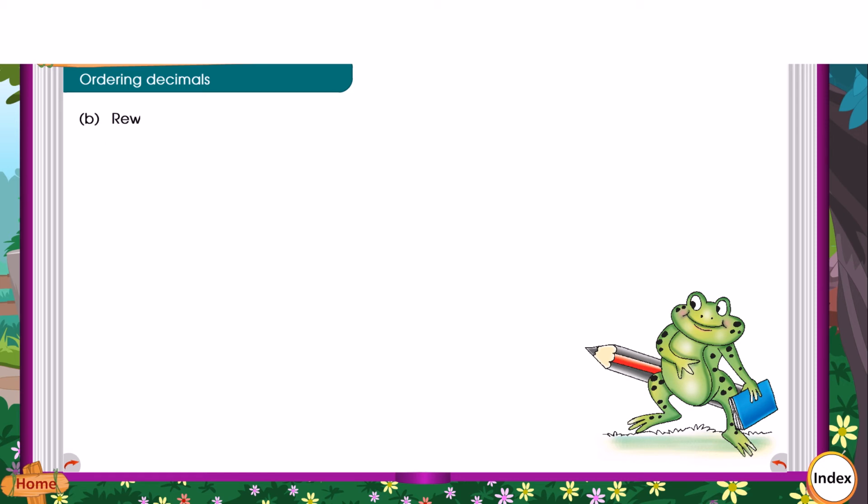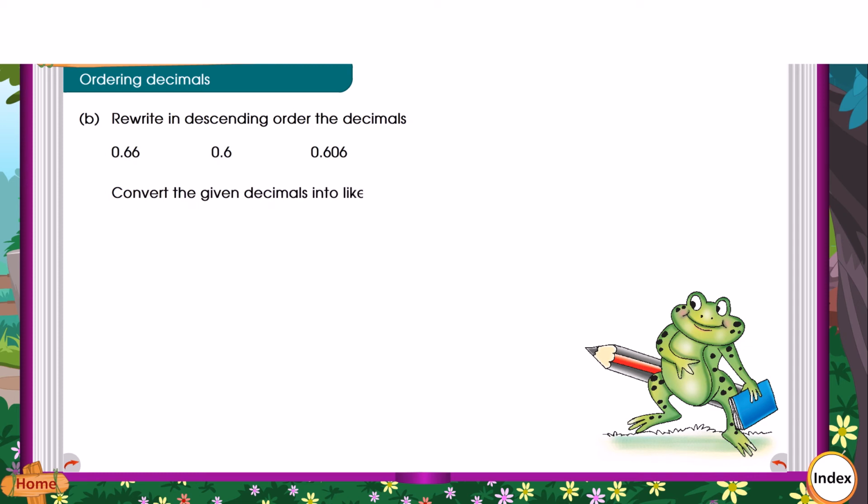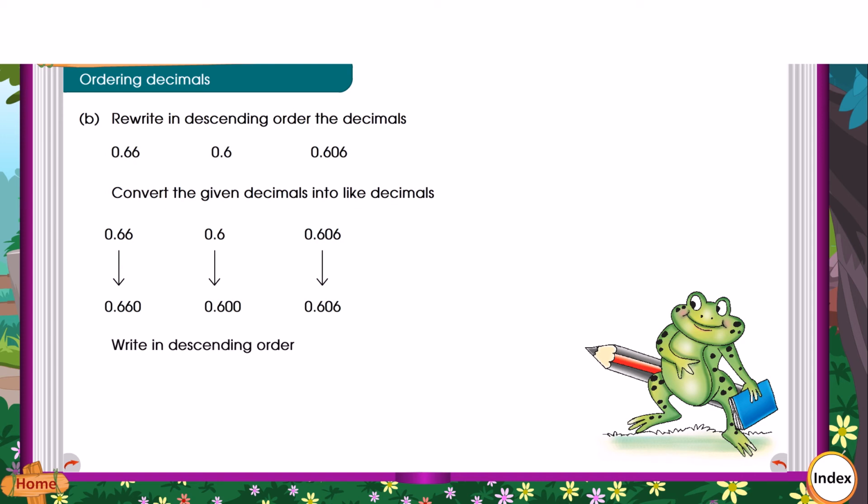B. Rewrite in descending order the decimals: 0.66, 0.6, 0.606. Convert the given decimals into like decimals: 0.660, 0.600, 0.606. Write in descending order. 0.660 is greater than 0.606 is greater than 0.600.